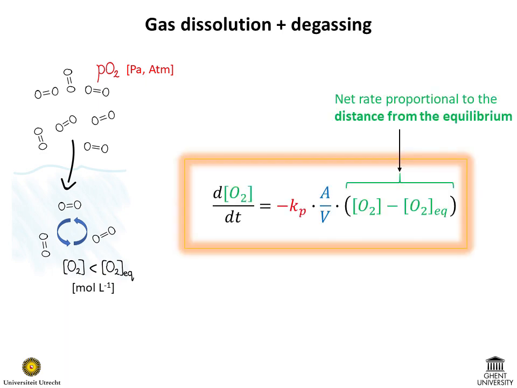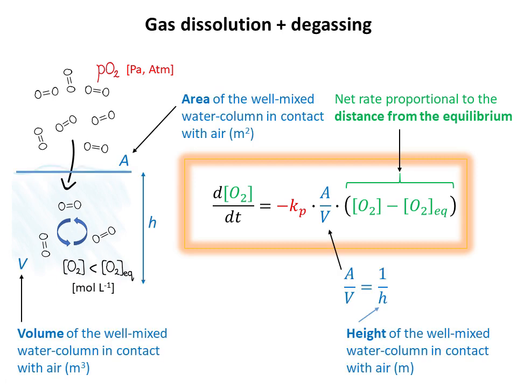Specifically, the net rate of change in the concentration of the dissolved oxygen is proportional to the distance from the equilibrium concentration. Additionally, the ratio between the interface area and the volume of the well-mixed water column also plays a role. This ratio is equal to 1 over the height of the well-mixed water column. Finally, the rate is proportional to the rate constant in the units of meter per second. In the context of gas exchange, this rate constant is often called the piston velocity.